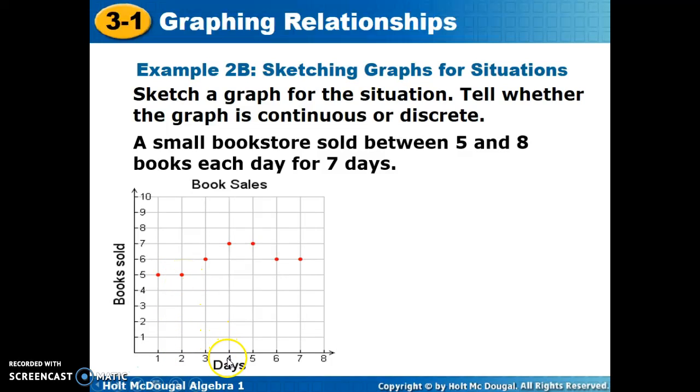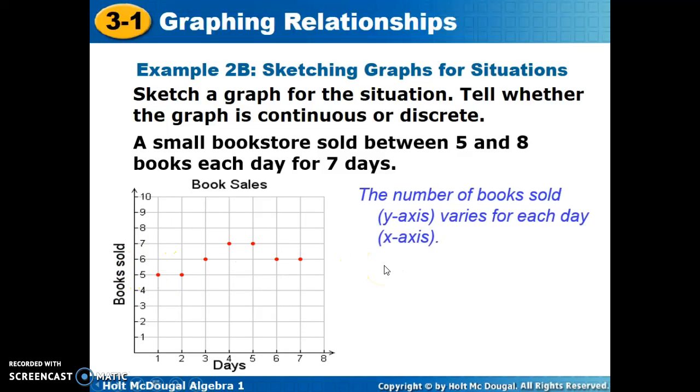The highest days were the 4th and the 5th day. There should be no amount of books sold, not a half book, a partial book. There's only whole numbers of days and whole numbers of books. Therefore, this would be considered a discrete graph.